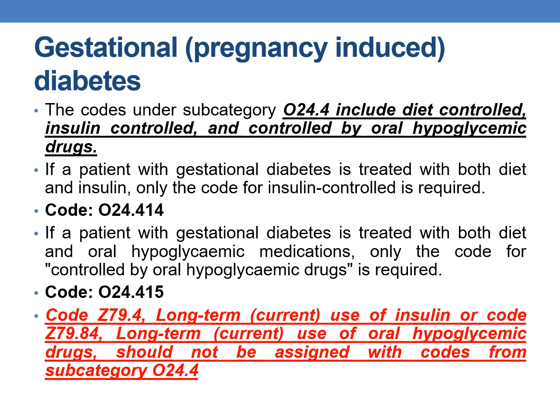Code Z79.4, long-term current use of insulin, or code Z79.84, long-term current use of oral hypoglycemic drugs, should not be assigned with codes from subcategory O24.4. This is important. Because the code itself indicates the type of control, there is no need for additional codes from the category Z79.4 or Z79.84.